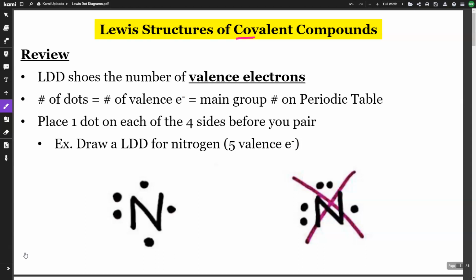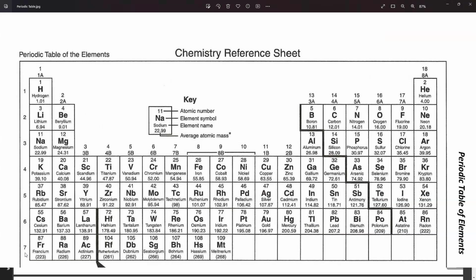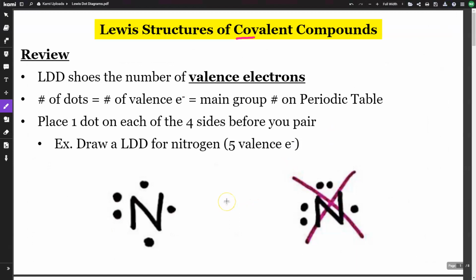Now, the most important thing that you need to know about this is valence electrons. Everything comes from the valence electrons. On our periodic table, the group number helps you determine the number of valence electrons. So this is group 1A, group 2A, 3A, 4A, and so forth. The number in front of the A tells you the number of valence electrons. Nitrogen, for example, is in group 5A. It has 5 valence electrons. If we were drawing out a Lewis structure for nitrogen, it would get 5 dots representing the 5 valence electrons.